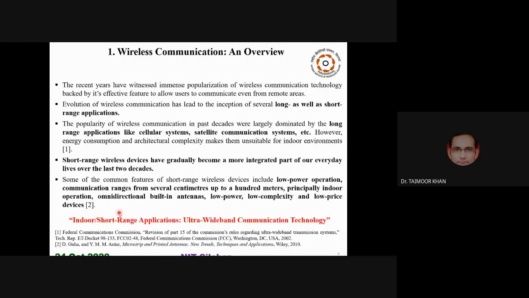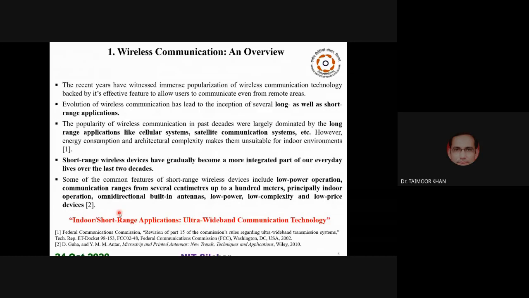If we go beyond this box of short range communication, there is another world of long range communication, where we see a different form of communication having connectivity from earth to satellite link, which is thousands of kilometers away from the earth surface.